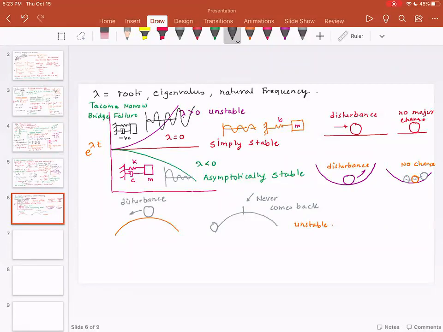So you have simply stable system, when oscillations are controlled, they don't grow, they stay within the bounds. You have a system which is asymptotically stable, wherein the oscillations die down, and you have unstable system wherein the oscillations continue to grow. Okay, everyone understood what we did here? Any question?